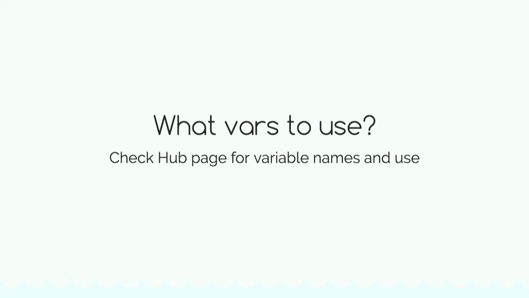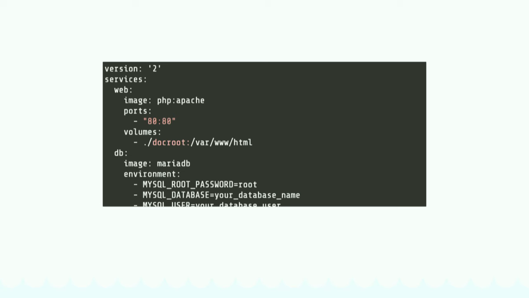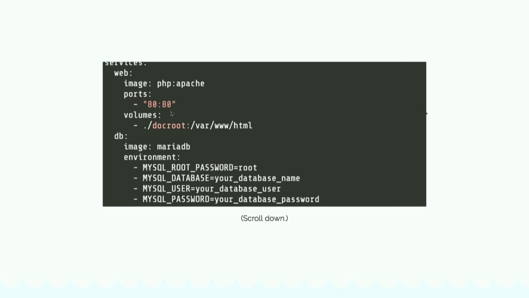What variables should you be using for whatever container you get? Really, you need to check the container itself. Go to the container's page on Docker Hub, find out what variables it uses, and then use them. So for MariaDB, we actually have several of them. We have one for the MySQL root password, the database name, the MySQL user, and the MySQL password for that user. And these are all on the Docker Hub page for the MariaDB container, all very well documented. So we can specify these values in our compose file.